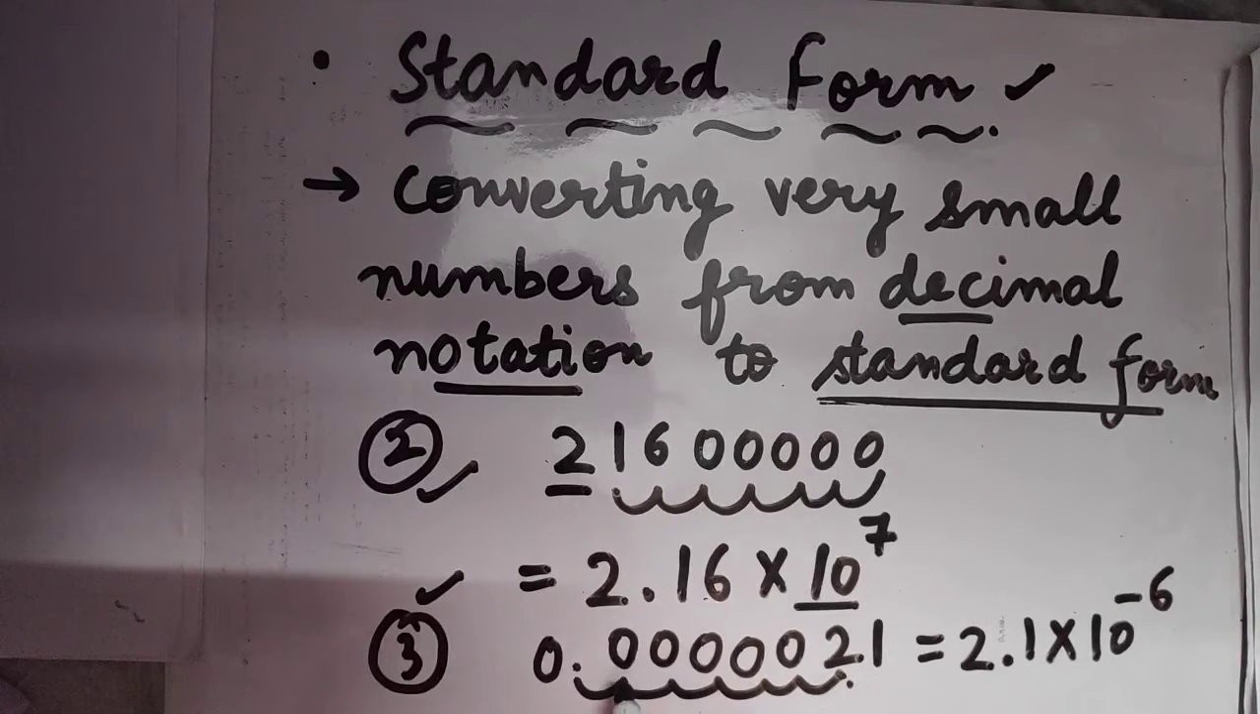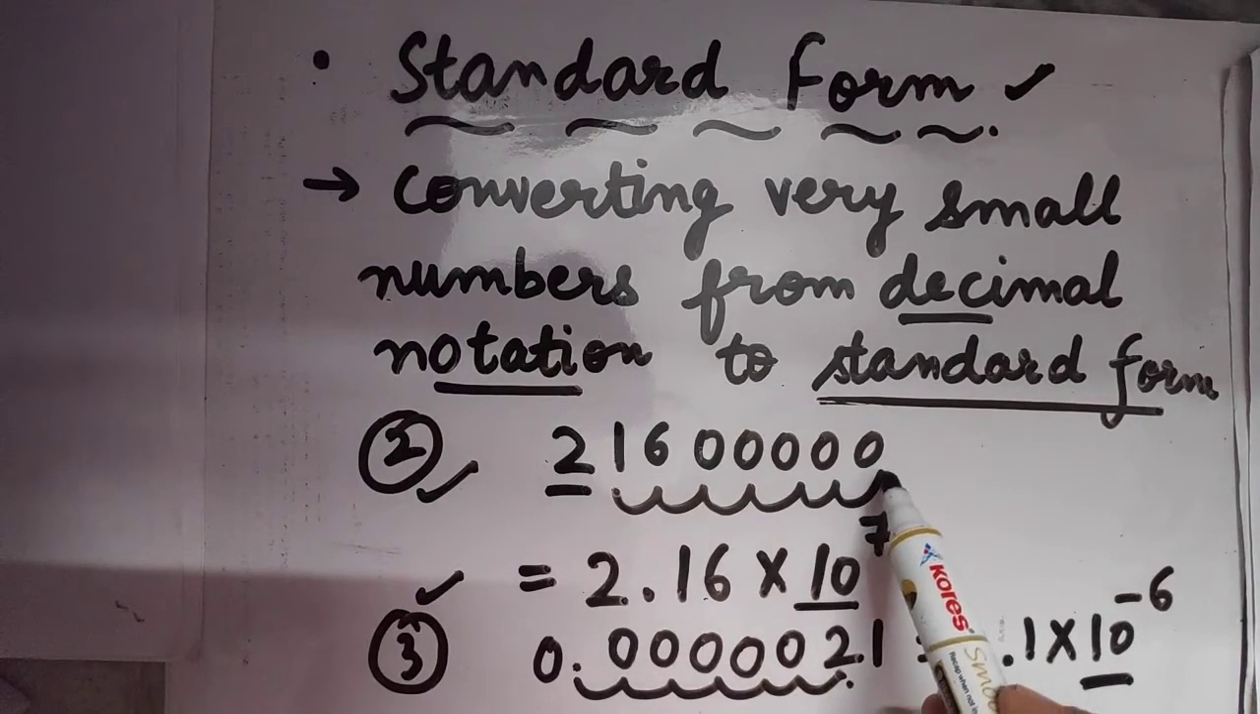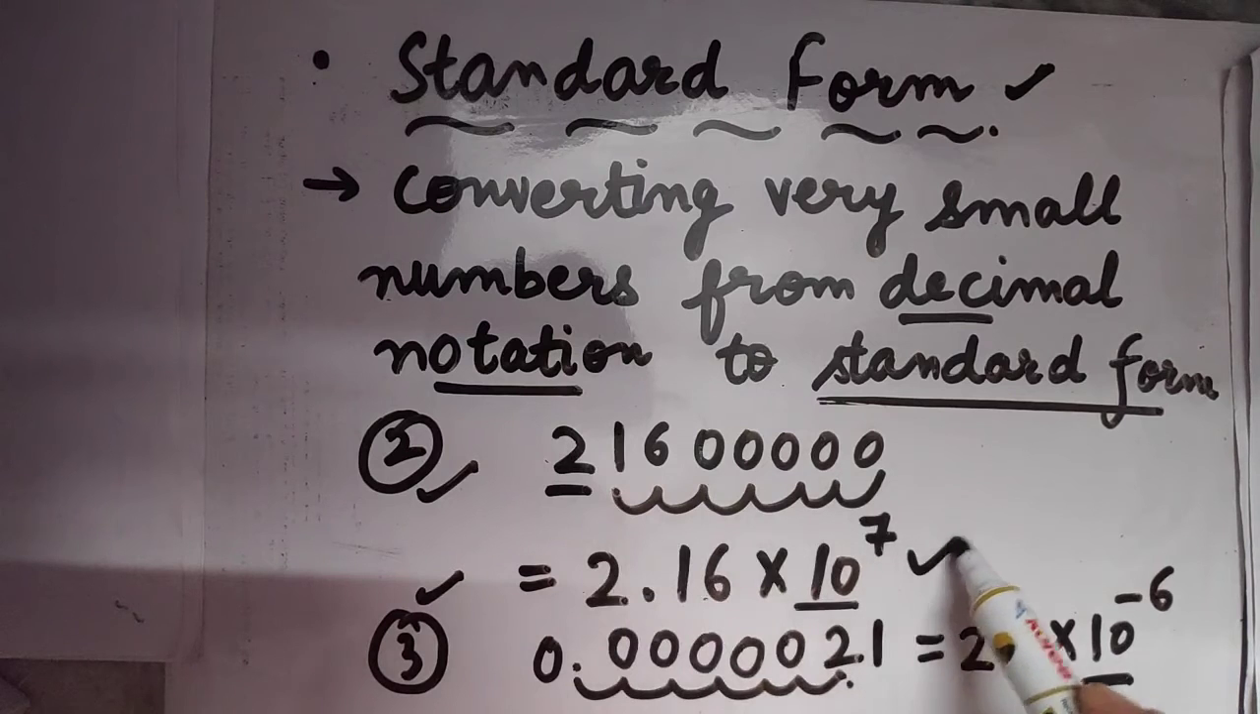How many steps have I moved? 1, 2, 3, 4, 5 and 6. So it will be minus 6. When you are moving the decimal from right to left, it will be a positive exponent. When you are moving it from left to right, it will be a negative exponent.